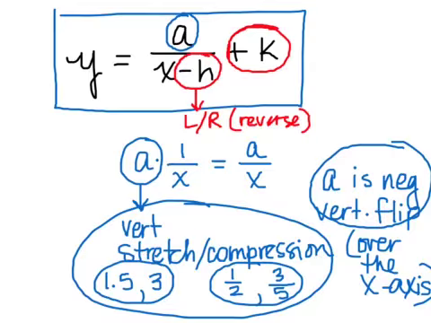Then the k over here, or whatever's being added or subtracted on the end outside the function, that is going to be an up-down shift, and it's not reverse. So if it's plus, it goes up. If it's minus, it goes down. And so those are the same shifts that we've had in other transformations and other functions as well.